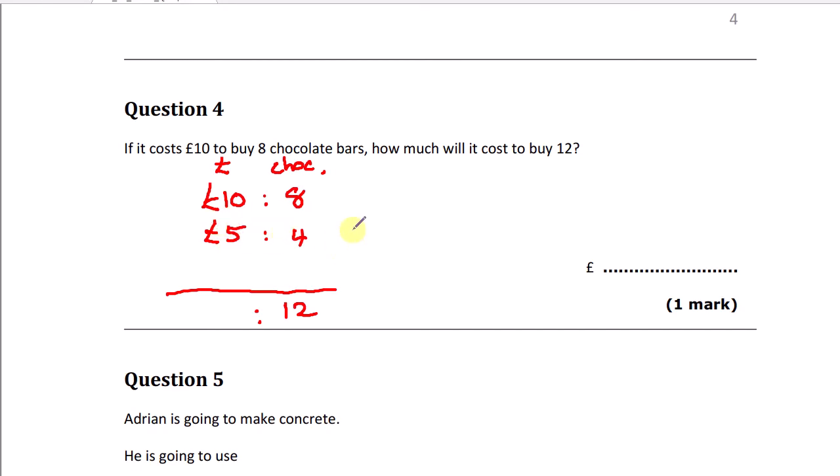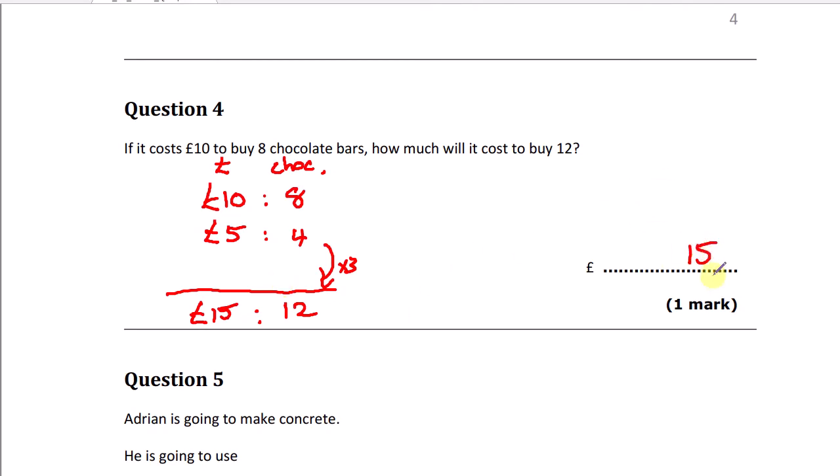And once I've got 2 lines, I can add 2 lines together, or I can multiply this by 3. So I could do multiply by 3 to give me £15. Or 8 plus 4 is 12, so 10 plus 5 is 15. This works when they're all priced the same. If the pricing's changed, like we're talking about pack sizes, you have to deal with those as separate situations.